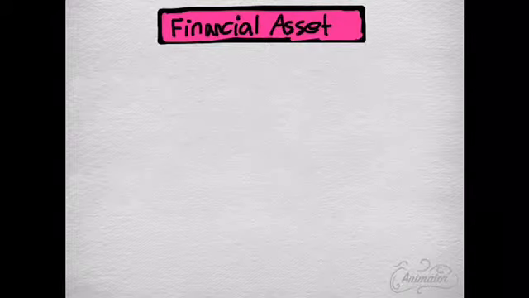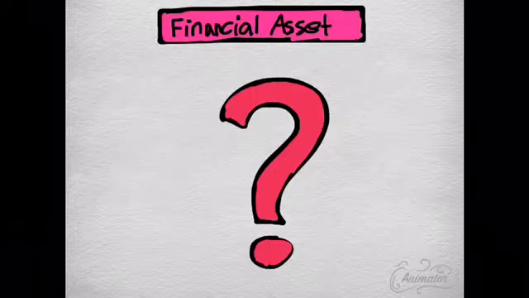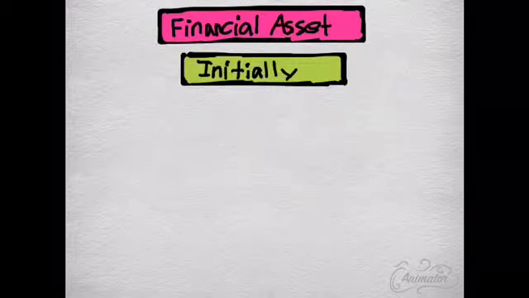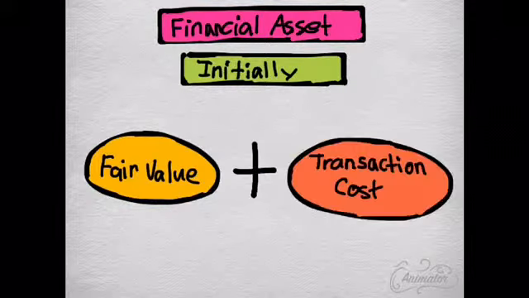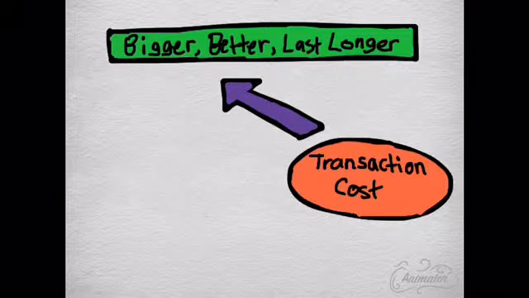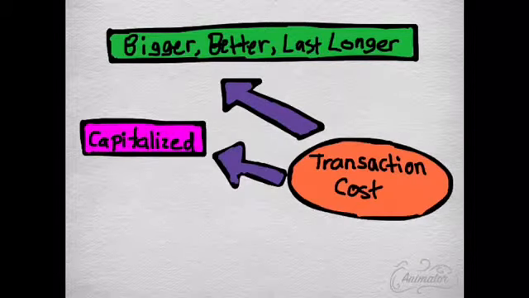So how about financial asset? How do we measure it? Is it the same as to how we measure equity securities, or is it the same as to debt securities? Well, initially we would measure financial asset at fair value plus transaction cost. Just in case you forgot what transaction cost is, these are the expenses to make the asset bigger, better, or last longer. And this is capitalized as part of the asset.